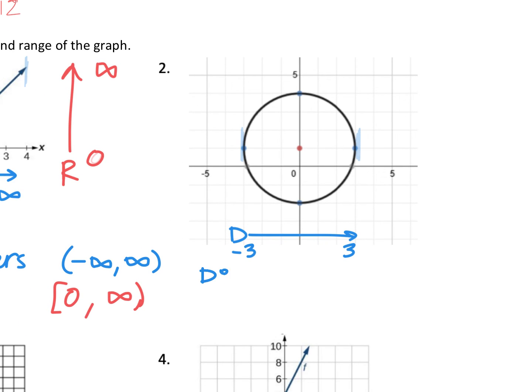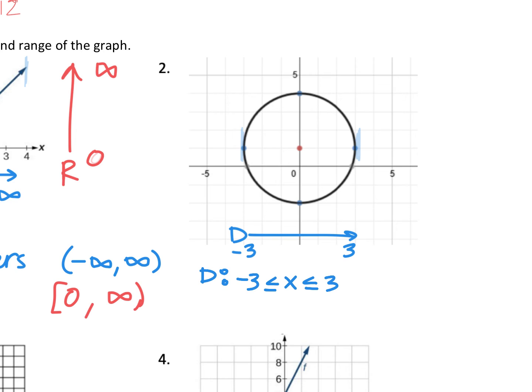So the domain from left to right. Okay, to write that as an inequality, we would say the x values are less than or equal to +3 and greater than or equal to -3. So you write it as a compound inequality. You're saying the x values go between -3 and +3.